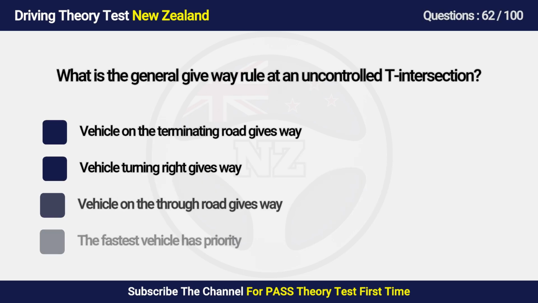Question 62. What is the general give way rule at an uncontrolled intersection? A. Vehicle on the terminating road gives way. B. Vehicle turning right gives way. C. Vehicle on the through road gives way. D. The fastest vehicle has priority.